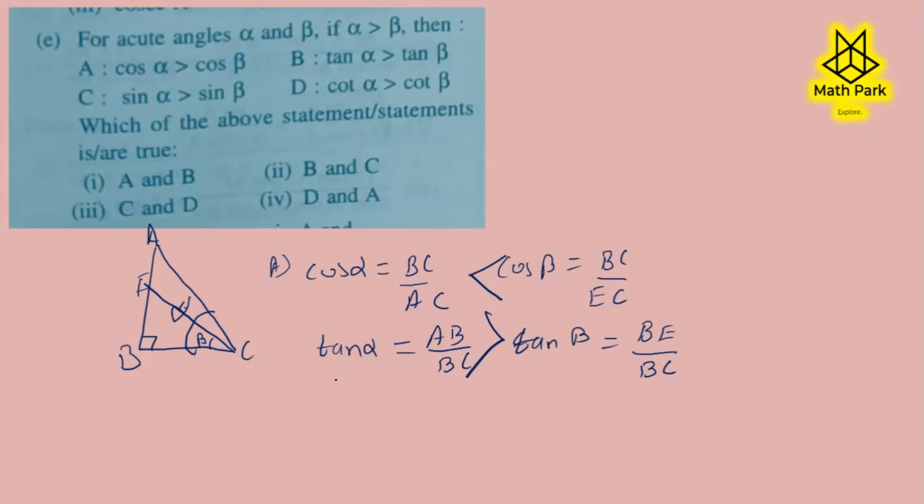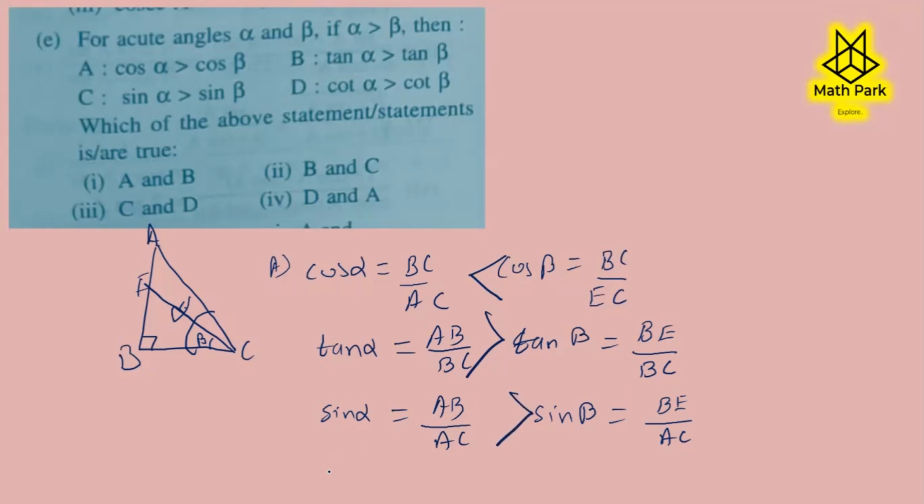And then you have next is sine. So sine alpha is equal to opposite, which is AB, upon hypotenuse is AC. And sine of beta is equal to opposite is BE upon hypotenuse is AC. Now here you have the numerator is AB, which is greater. Here numerator is smaller, denominator remains same. So you get sine of alpha is greater than sine of beta.